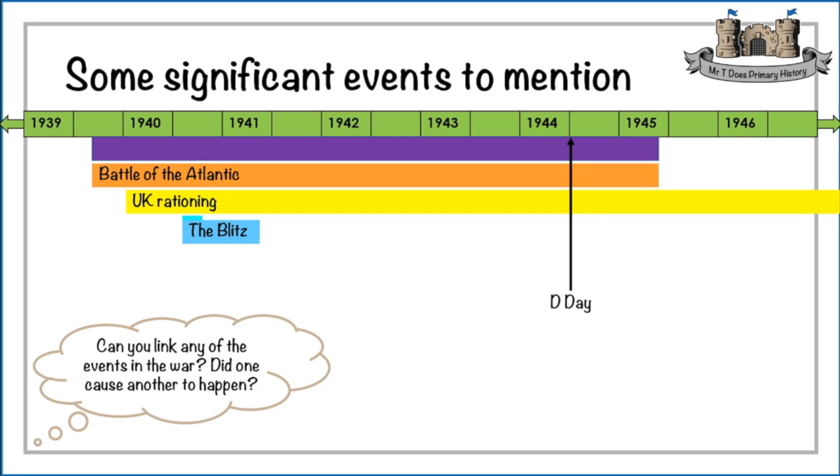I've added on an arrow there for D-Day. D-Day was the time in which the Allied powers, in this case it was Britain, Canada, USA, invaded Northern Europe, which was under Nazi control, to start reclaiming it and try and win the war.